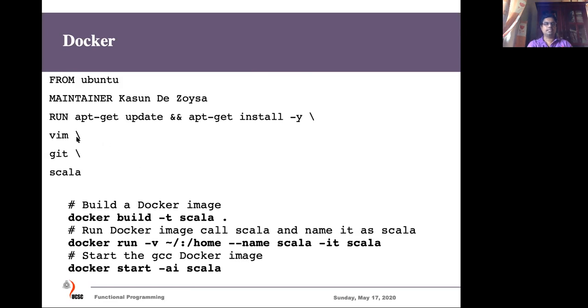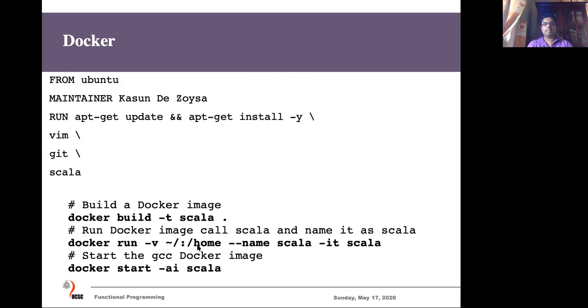This image consists of the Vim editor, Git, and the Scala interpreter and compiler. Obviously, in order to run Scala, we need Java, so it automatically installs OpenJDK as well. After that, we can run that image using the docker run command.